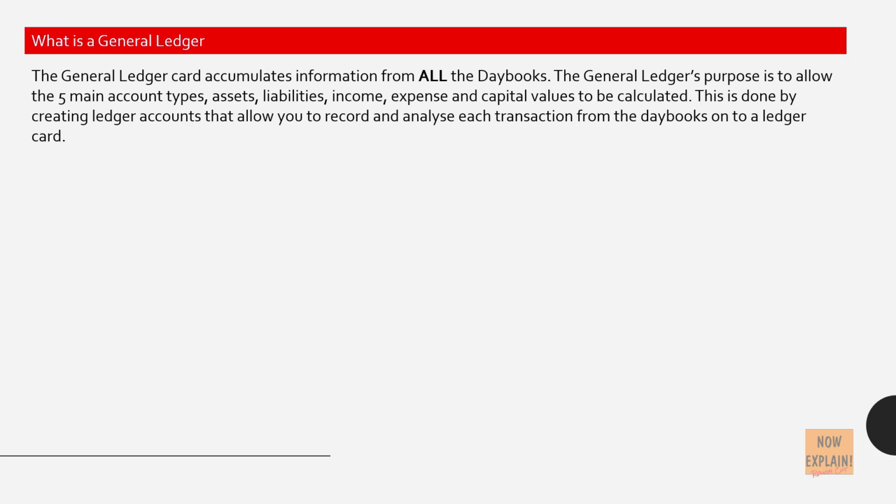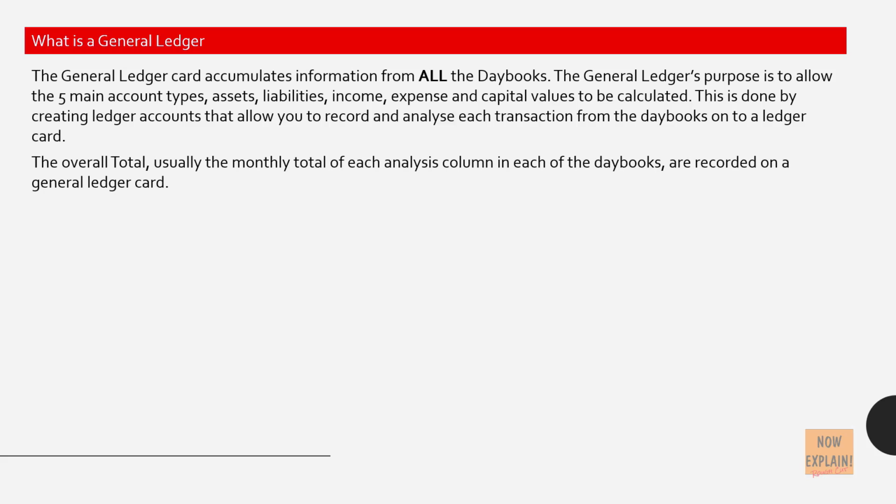What is a general ledger? The general ledger card accumulates information from all the daybooks. The general ledger's purpose is to allow the five main account types, assets, liabilities, income, expense, and capital values, to be calculated. This is done by creating ledger accounts that allow you to record and analyse each transaction from the daybooks onto a ledger card.